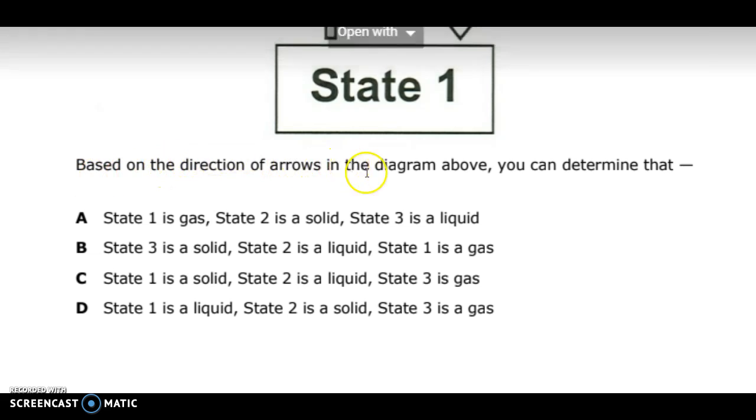Based on the direction of arrows in the diagram above, you can determine that A. State 1 is gas, State 2 is a solid, State 3 is a liquid. B. State 3 is a solid, State 2 is a liquid, State 1 is a gas. C. State 1 is a solid, State 2 is a liquid, State 3 is a gas. D. State 1 is a liquid, State 2 is a solid, State 3 is a gas.